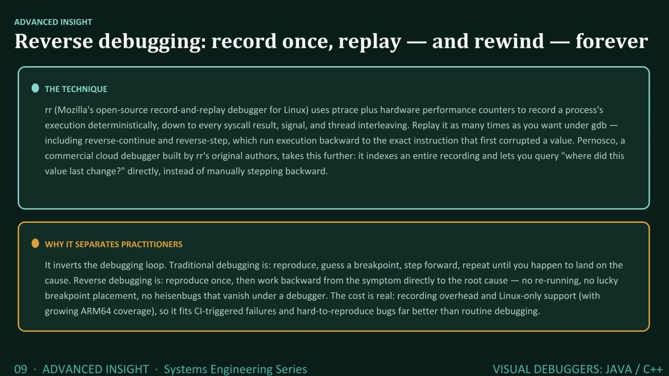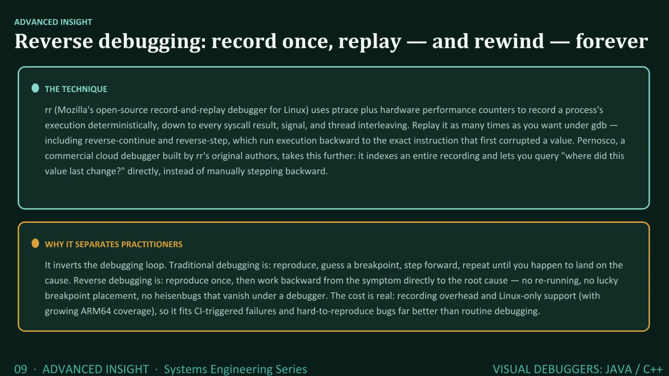Why does this separate practitioners from beginners? Because it inverts the entire debugging loop. Traditional debugging is reproduce, guess a breakpoint, step forward, repeat until you get lucky and land on the cause. Reverse debugging is reproduce once, and then work backward from the symptom directly to the root cause. No rerunning, no lucky breakpoint placement, no Heisenbugs that vanish the moment you attach a debugger.